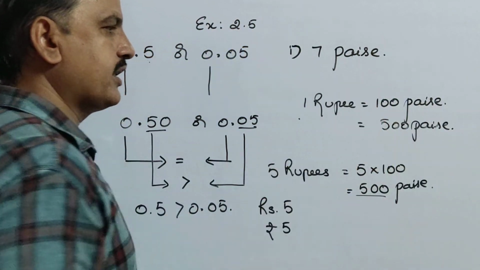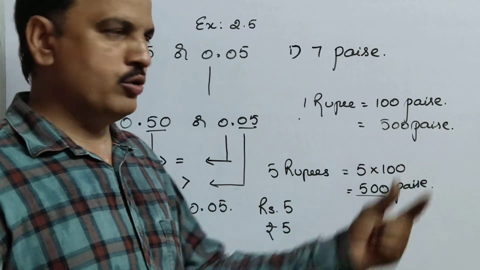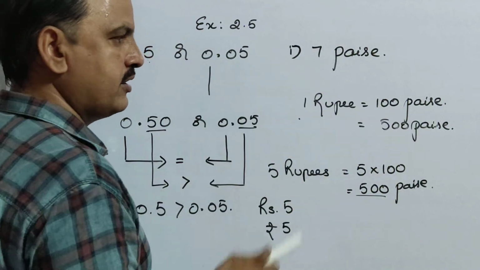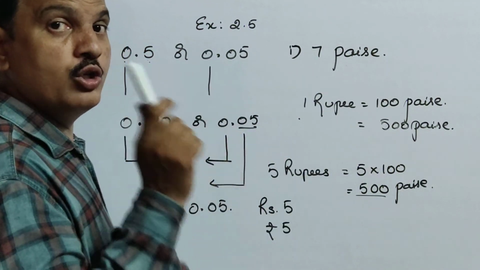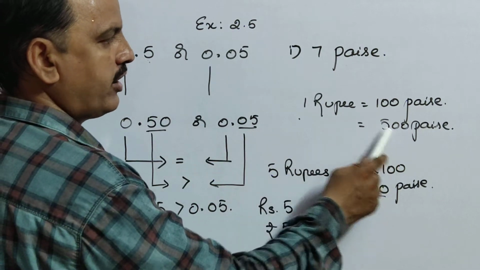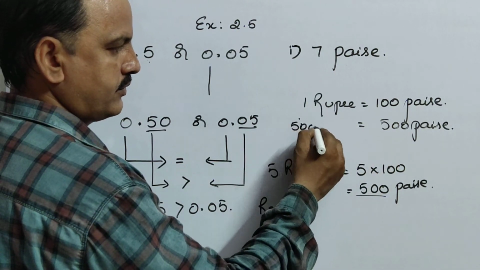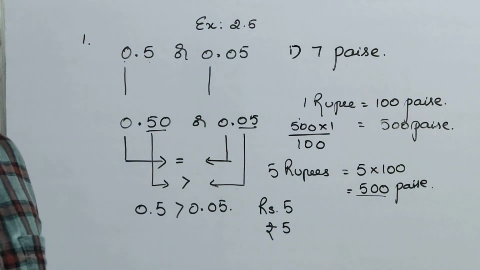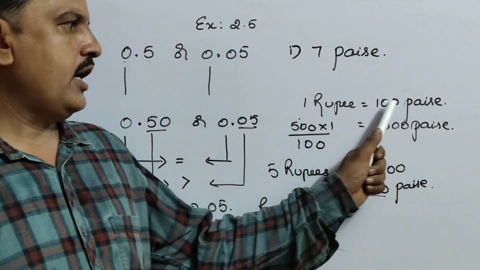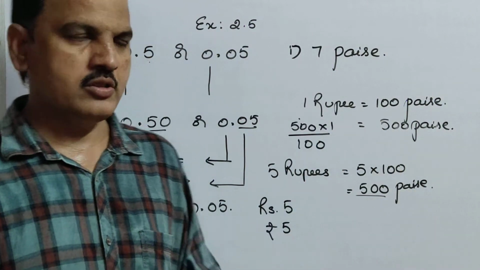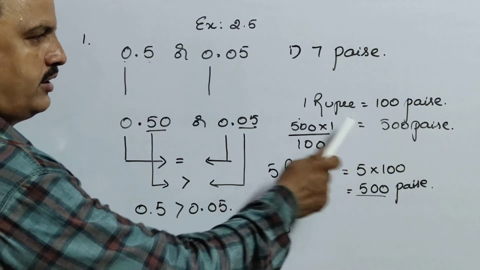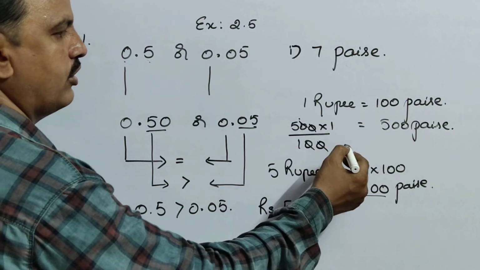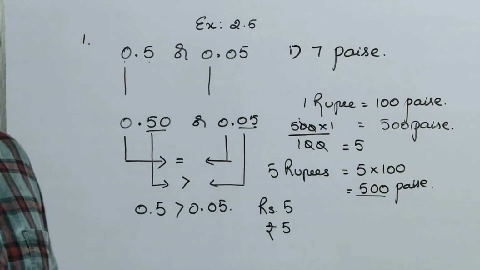If I ask you to convert 500 paisa into rupees, what will you do? 1 rupee is 100 paisa. Now 500 paisa is how many rupees? You may already know it is 5 rupees, but you have to show the solution. Listen: 500 into 1 by 100. This is the concept. If you know any sum, you can do it. 1 rupee is 100 paisa, 500 paisa we don't know how much, so it is 500 into 1 divided by 100. The two zeros get cancelled, and you are left with 5, that means 5 rupees.